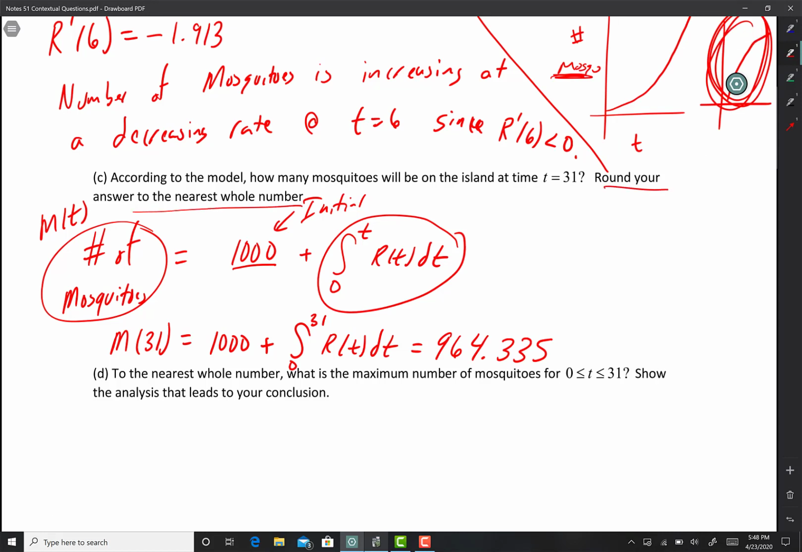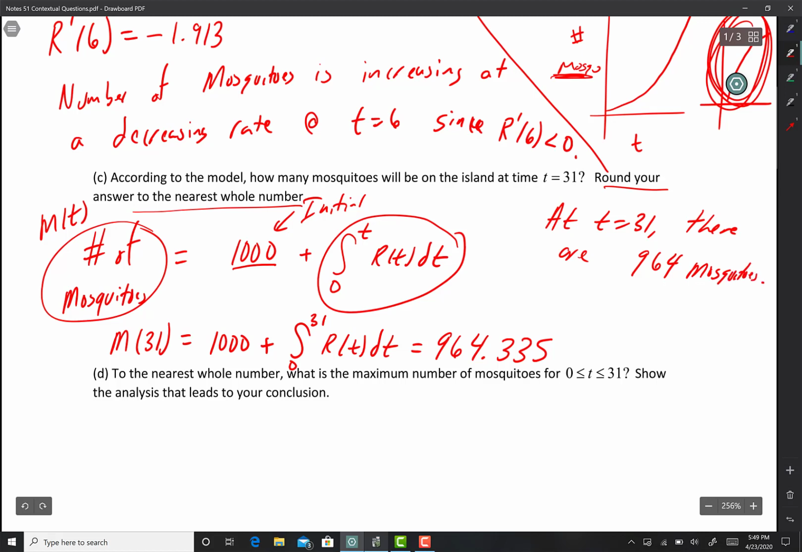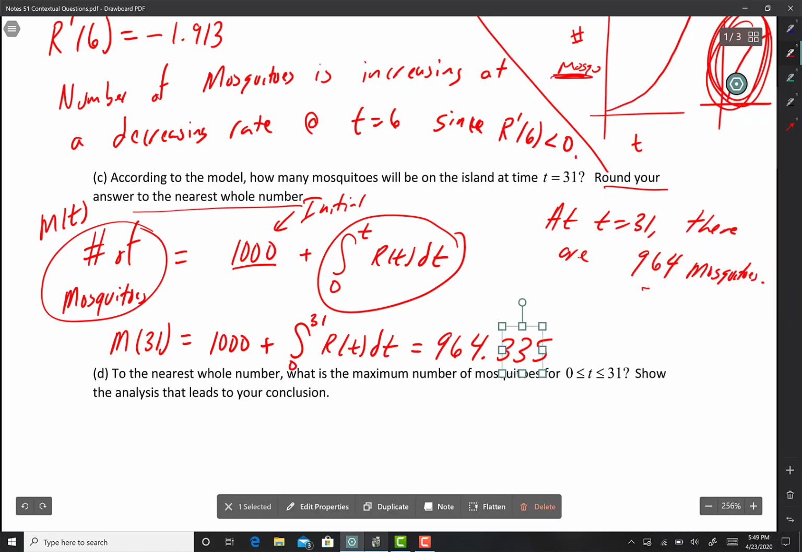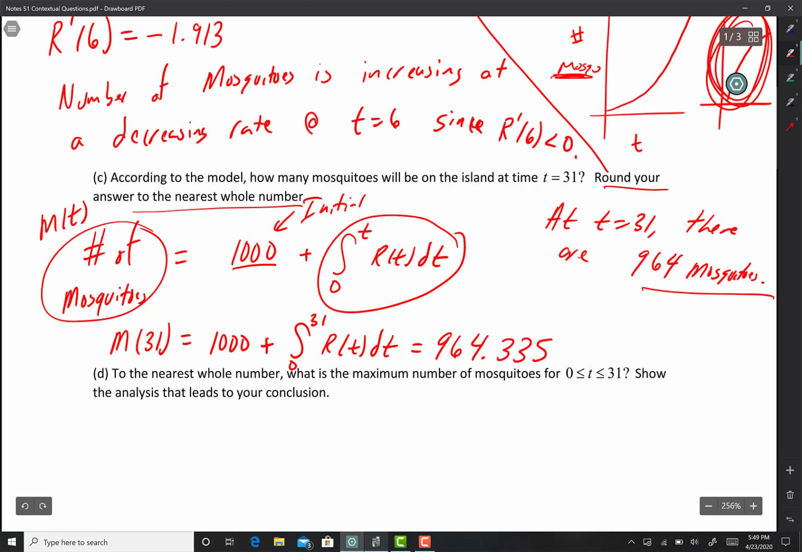So I'm going to say at t equals 31, there are 964 mosquitoes. There it is, guys. All right, let's go to the next one.